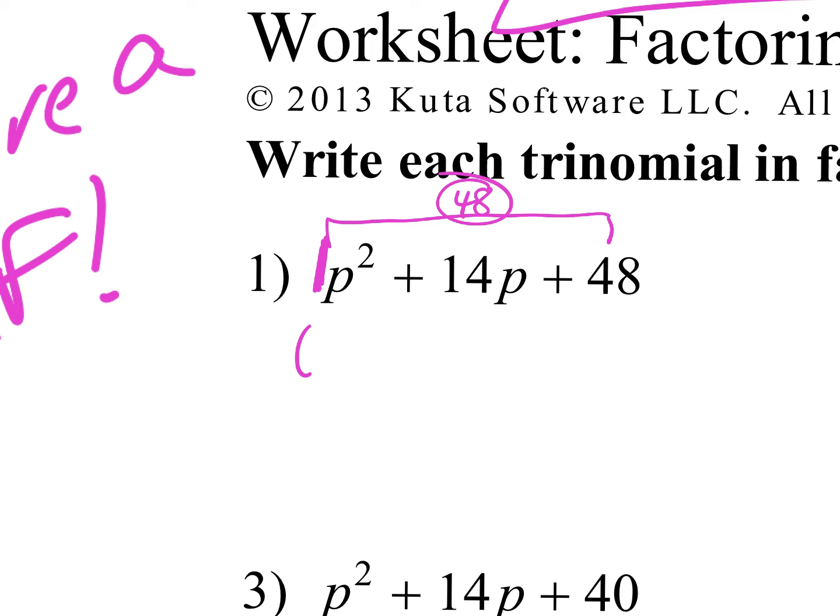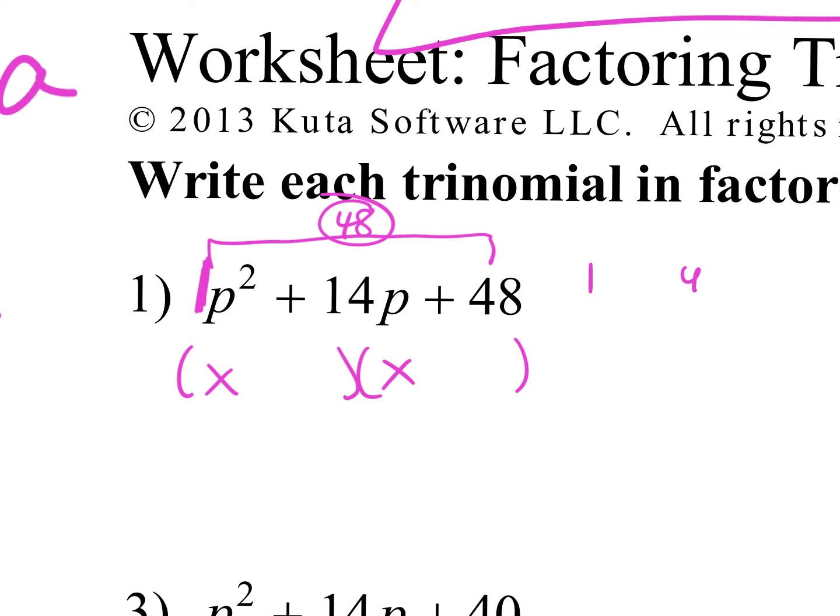I need factors of 48, and I'm going to use x's, guys. I need factors of 48 that are going to multiply to give me 48, a positive, but add to give me a positive 14. If it just doesn't jump out in your head, you might need to make a list of factors. 1 and 48, 2 and 24, 3 and 16, 4 and 12, 6 and 8. What 2 numbers will multiply to give me 48, but add to give me 14? 6 and 8. So you could say x plus 6, x plus 8. It doesn't matter where you put the 6 or the 8 because they're both positive. Everybody see that?